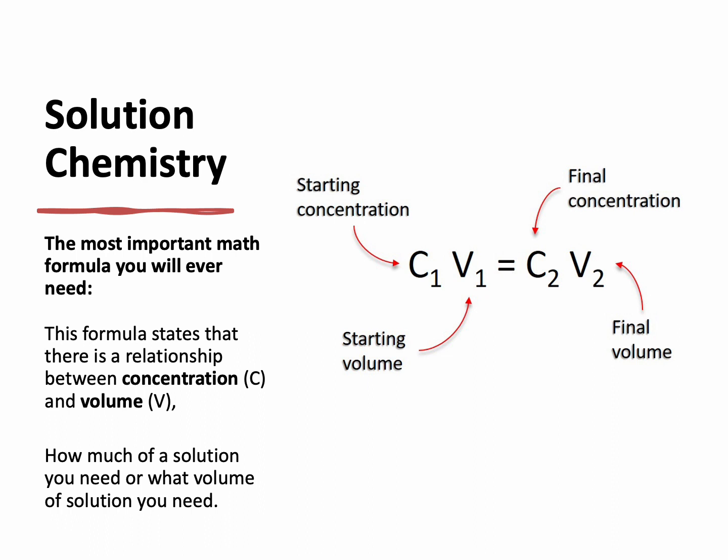C obviously stands for concentration, V obviously stands for volume. You have a starting concentration and volume, which are usually your C1 and V1, and then what you want is the C2 or the V2. It doesn't matter, to be honest with you, as long as you keep it consistent within the equation.